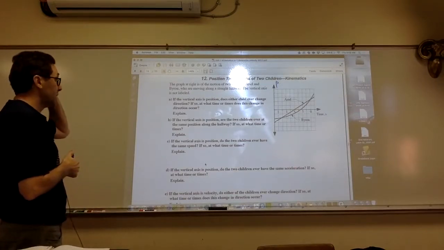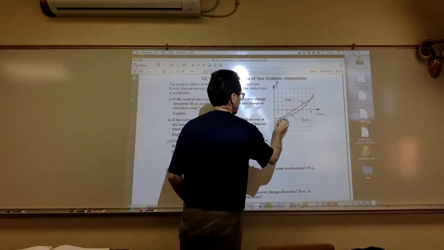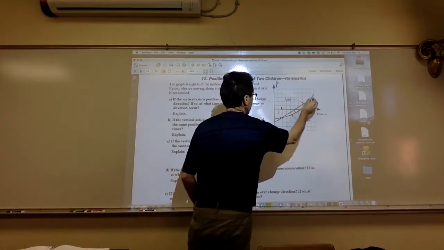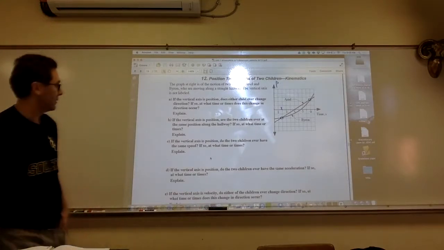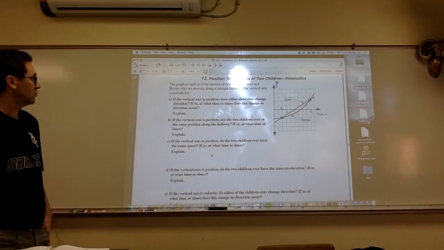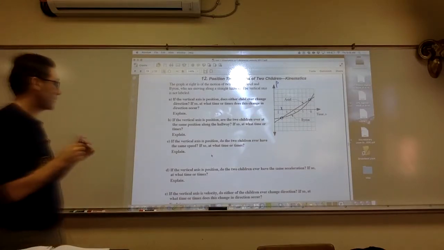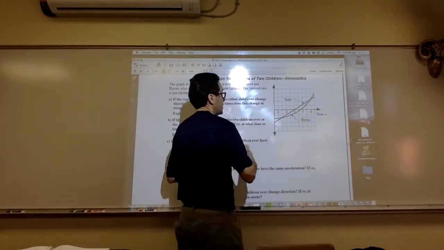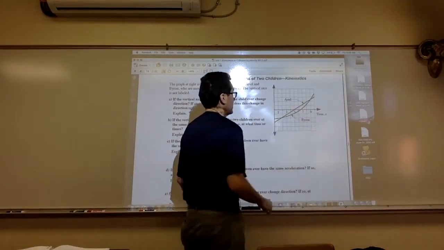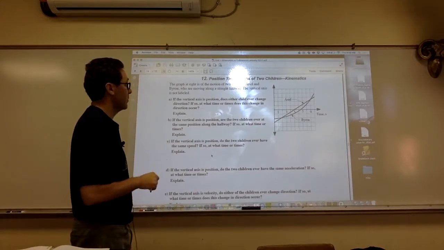If the vertical axis is position, are the two children ever at the same position? Yeah, sure, they're going to be at the same position here, which is about 2 seconds, and here, which is about 9 seconds. Okay. If the vertical axis is position, do the two children ever have the same acceleration? The answer to that is no, because Ariel has no acceleration, going at a constant velocity. Byron is constantly changing speed, so there will be an acceleration for Byron, but no acceleration for Ariel.